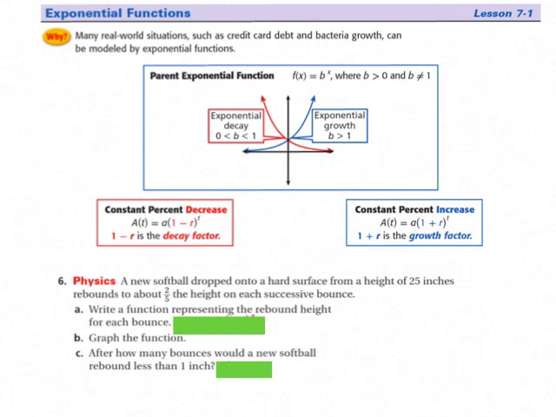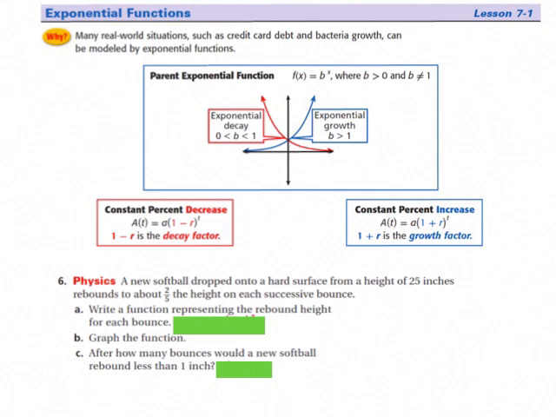Now, there were times where we dealt with an exponential growth or decay that was a percentage. When you have a percentage, you have a constant percent decrease or a constant percent increase. When you had those, you took your rate of increase or decrease and went 1 minus or 1 plus. 1 minus was for decay and 1 plus was for growth. Okay, now let's move on and take a look at an example like what you did in your homework.